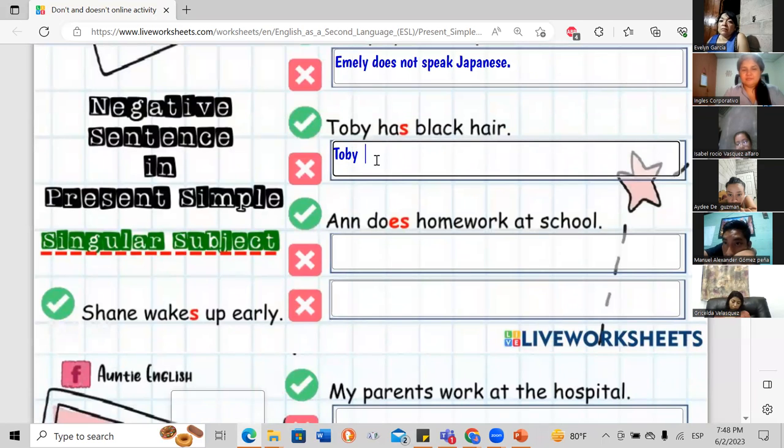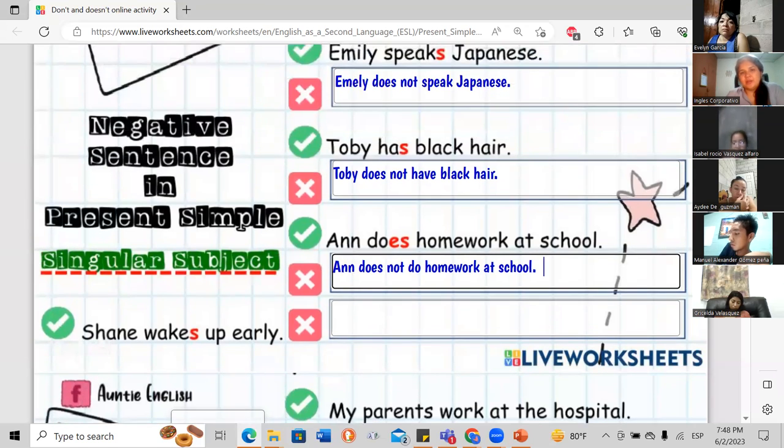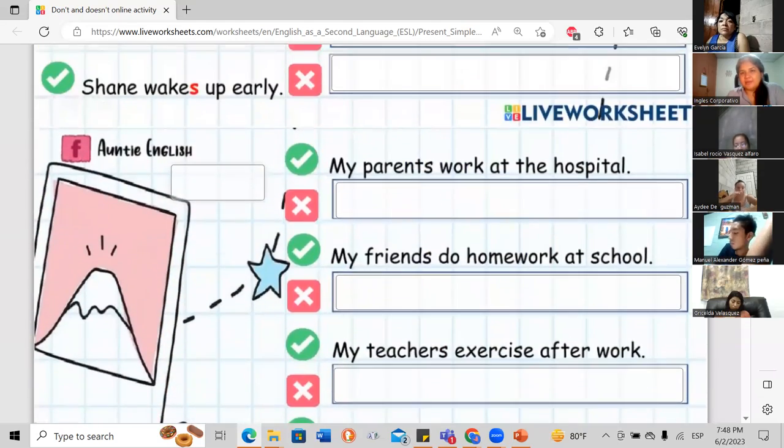Toby does not have black hair. Okay. Anne doesn't do homework at school. Muy bien, that was very good. All of this part is with the third person, okay? Singular third person. Now we're going to make examples with the plural.